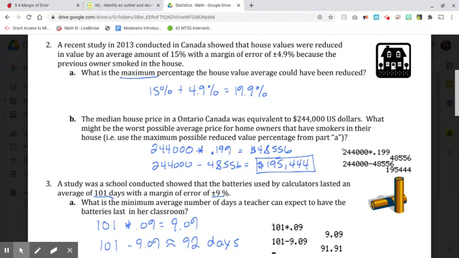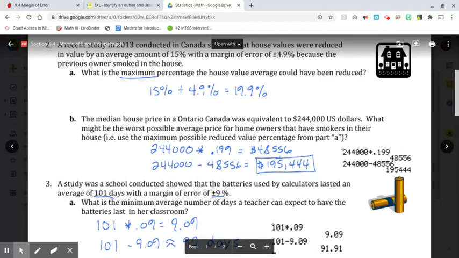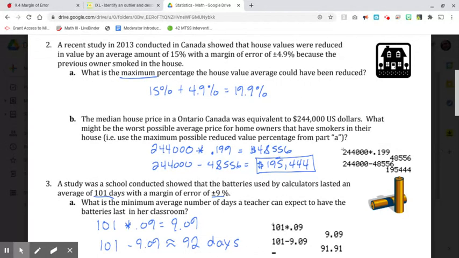So to find the maximum amount, we would add that 4.9% to our 15%. If we wanted to find the lowest amount, we would subtract the 4.9% from the 15%. So since we're looking for the maximum, like I underlined there, you're going to say 15% plus 4.9%. That will give you 19.9%. That's the maximum amount that it could have been reduced.